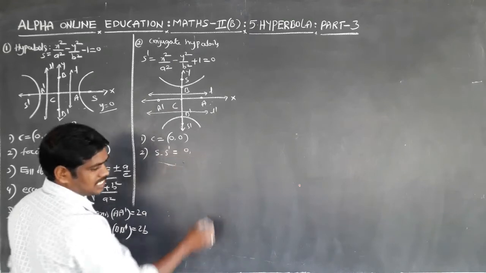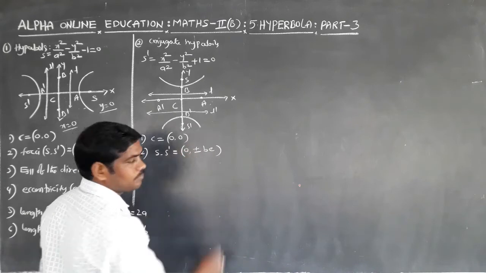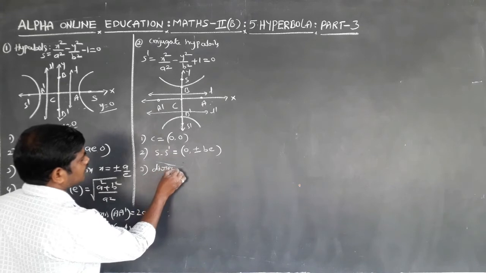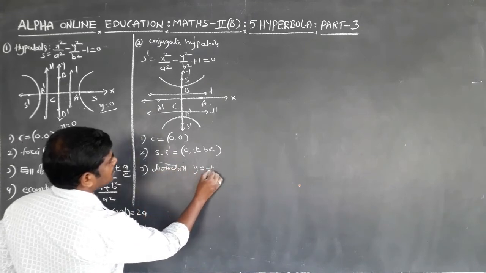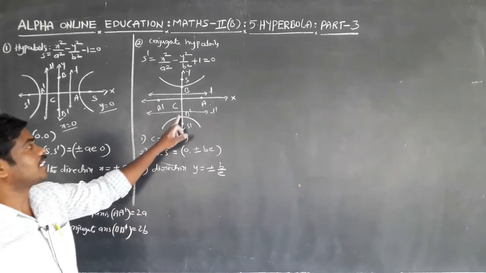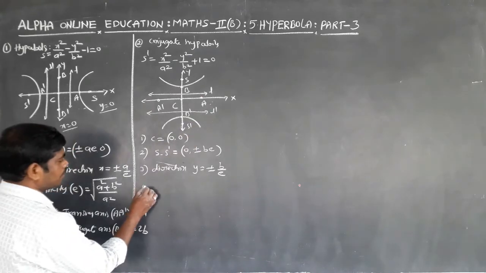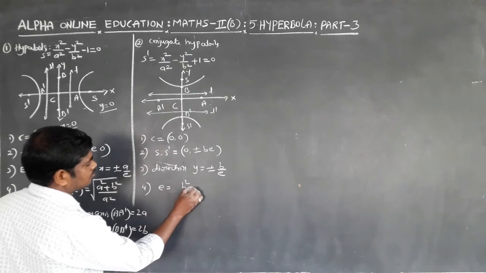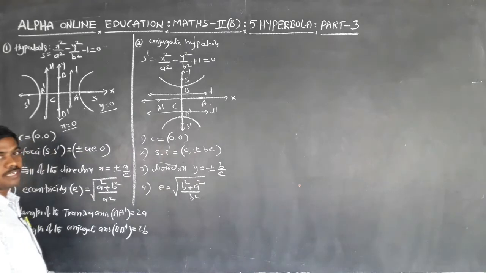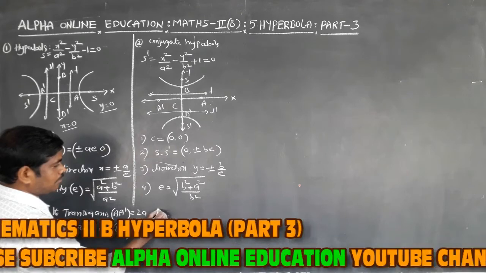Foci S and S dash are 0 comma plus or minus be. Equation of the directrix y equal to plus or minus b by e. Eccentricity e equal to under root of b square plus a square by b square.